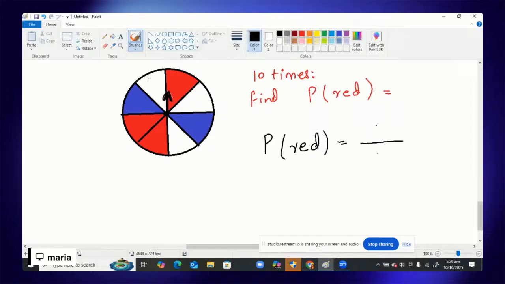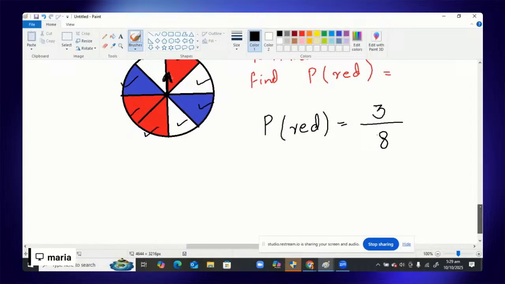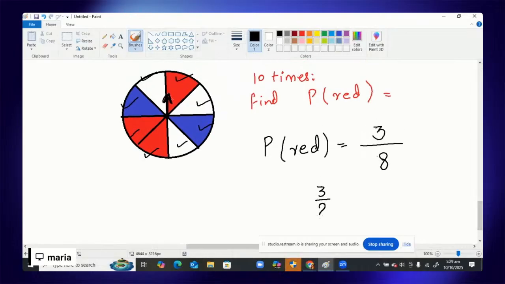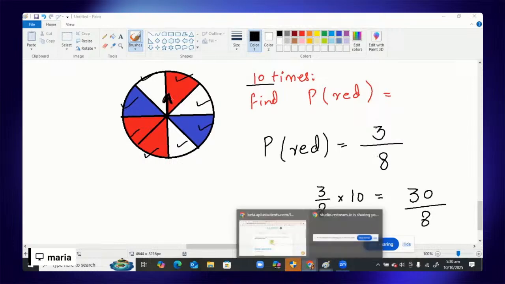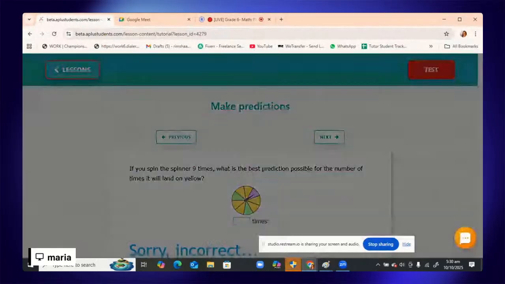So, how many total? It's 1, 2, 3, 4, 5, 6, 7, and 8. So total are 8. How many which are red in color? 3. Very good. So now in the end, how can we multiply? We are multiplying 3 by 8 with how many times are given? 10. Multiplying the top numbers with each other, 10 times 3 is 30 over 8. Is it easy? Okay, now let's start some test questions.